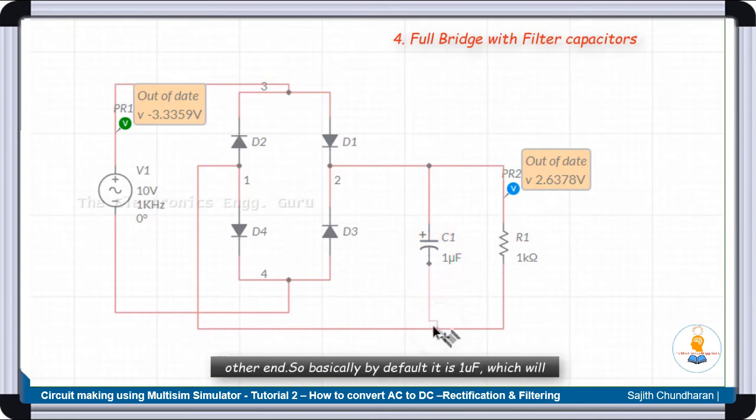I've got to do it at the other end. There you are. So basically by default it is 1 microfarad which will be selected. You can also change the value of the capacitor. For now let us keep it 1 microfarad, and let us try running this circuit, and let us watch what is happening in the circuit at the output waveform.